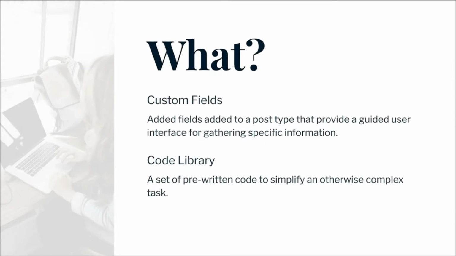And we're going to discuss what a code library is. It's a set of pre-written code to simplify an otherwise complex task. So as I mentioned, WordPress comes with code to make custom fields, but it can be tedious and you end up repeating yourself a lot. A code library abstracts some of that repetition and really only asks you the relevant questions about what's unique about each one, and then applies the repetitious stuff behind the scenes. And the projects we're going to look at today are kind of half library, half not library, and you'll see why.